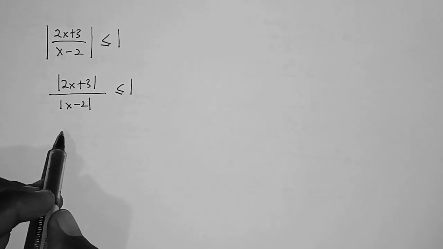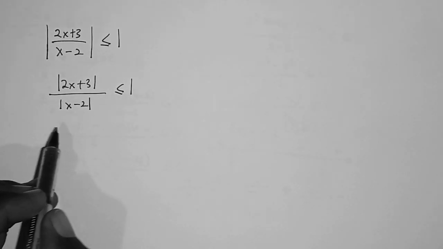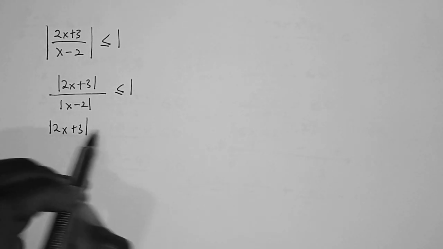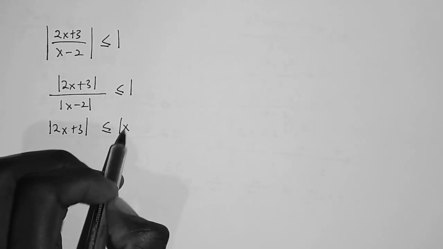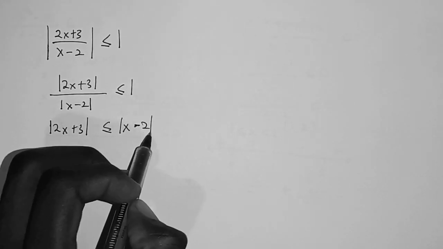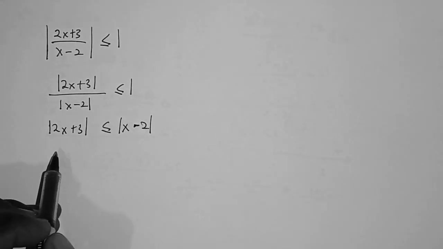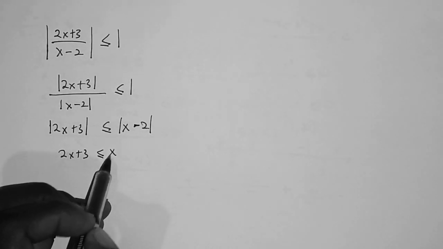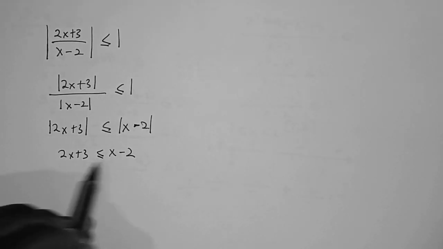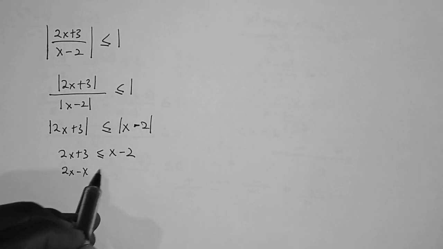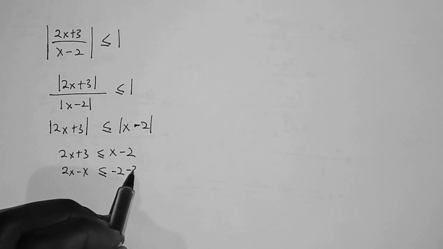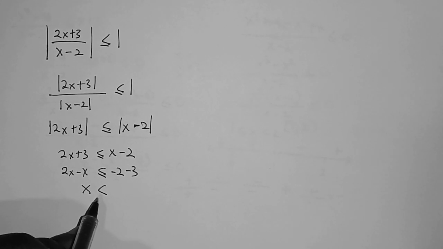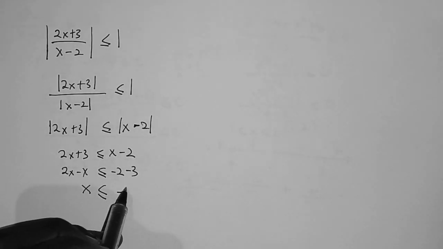So if we multiply through by x minus 2, we find out that 2x plus 3, absolute value of that, is less than or equal to absolute value of x minus 2. So let's solve this. So this becomes 2x plus 3 less than or equal to x minus 2. So 2x minus x is less than or equal to minus 2 minus 3. So x is less than or equal to minus 5.